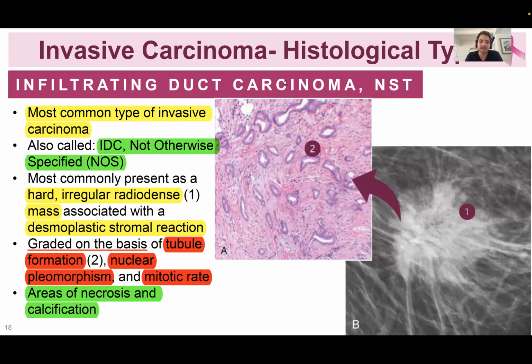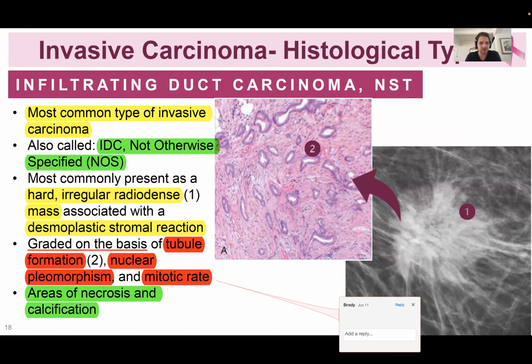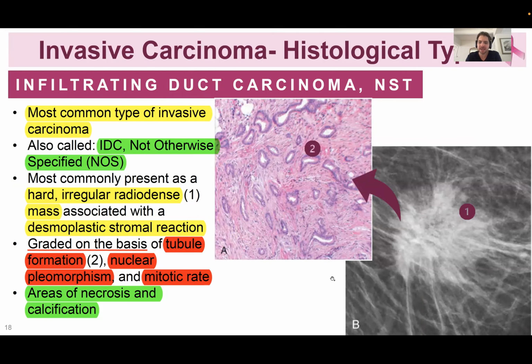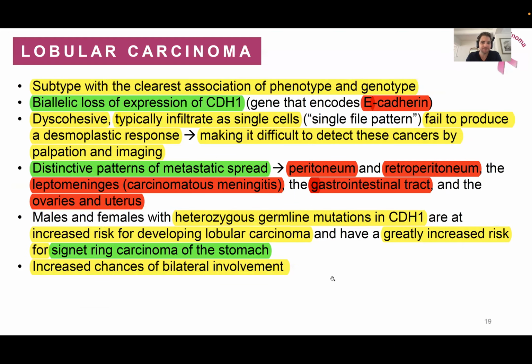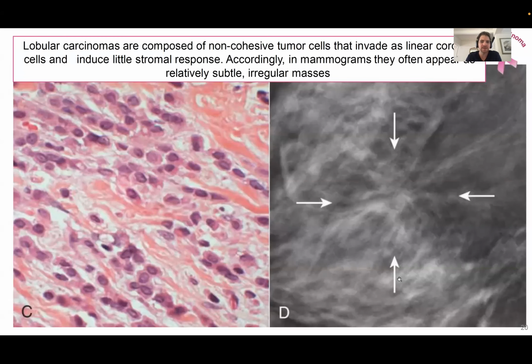And then you have the invasive, so as the in situ goes, it becomes invasive. So increased mitotic rate, now it has access to be able to spread. Again, with this lobular one, E-cadherin is going to be one of the differentials to answer these questions.